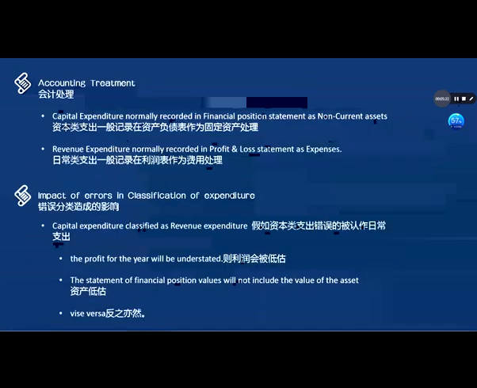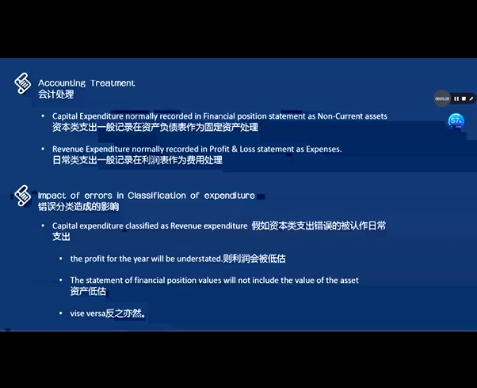At last, let's have a look at the accounting treatment of those two expenditures. Normally, capital expenditure is recorded in the statement of financial position as a non-current asset because this adds value to the non-current asset. When we buy a new non-current asset or update a non-current asset, we put it under non-current assets, which is in the financial position.